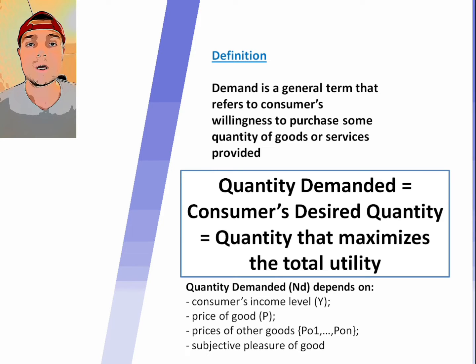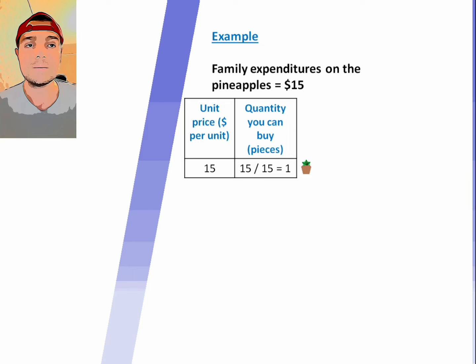Imagine that you need to make the decision about how many pineapples to buy. You will take into account your tastes, income level, price of one pineapple and price of goods similar to pineapple in accordance with your point of view. Let's consider dependence between quantity demanded and unit price only. Assuming that you want to buy the largest number of pineapples, but your family expenditures on the pineapples is equal to $15.